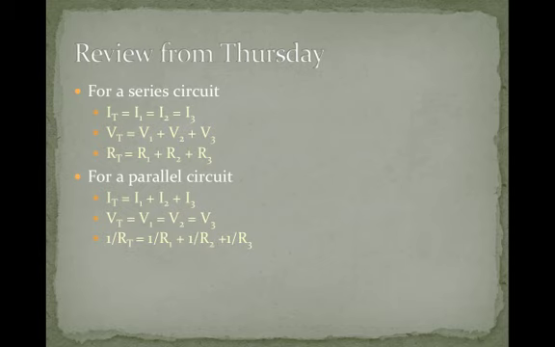For a parallel circuit, it's a little different. The current is split up, so the total current is equal to the current through the first resistor, plus the second, plus the third. The voltage, however, is the same for each path. So the total voltage is equal to the voltage through the first path, equal to the second, equal to the third. And then we see our fun equation for calculating the total resistance, which we'll have a little practice with in the problems.